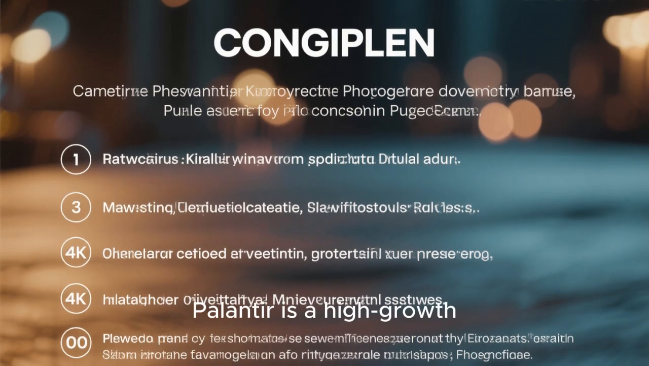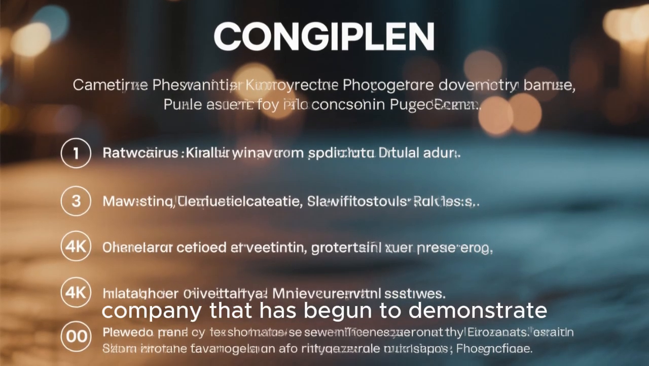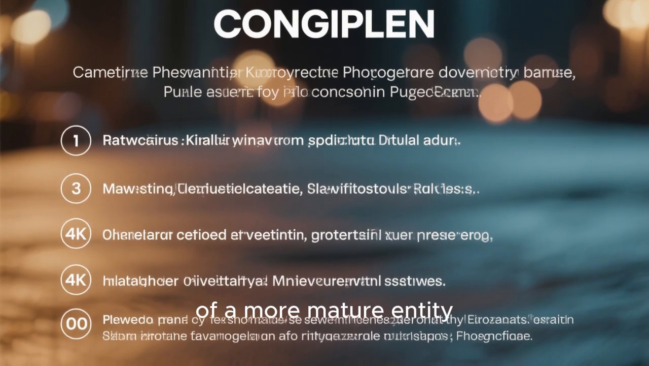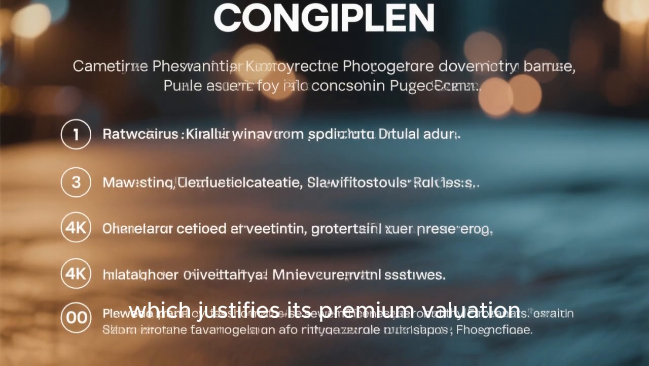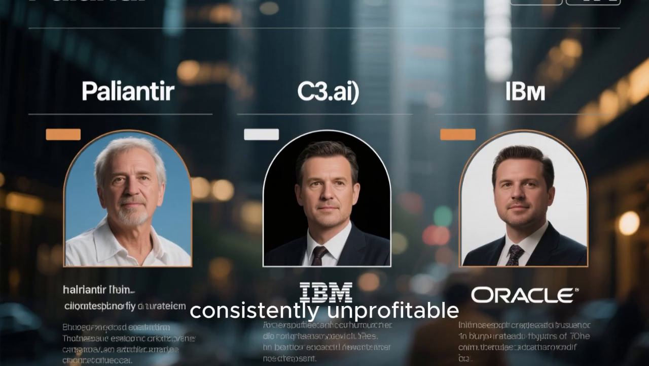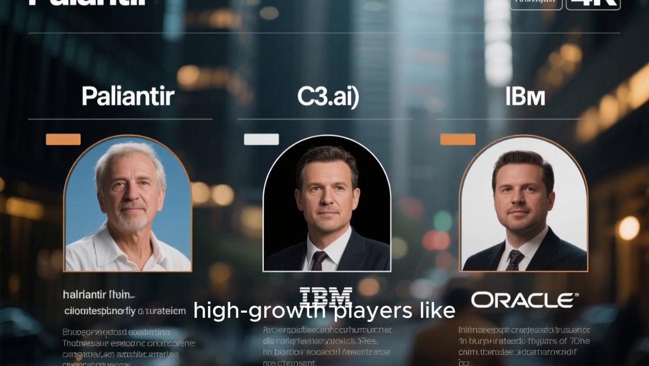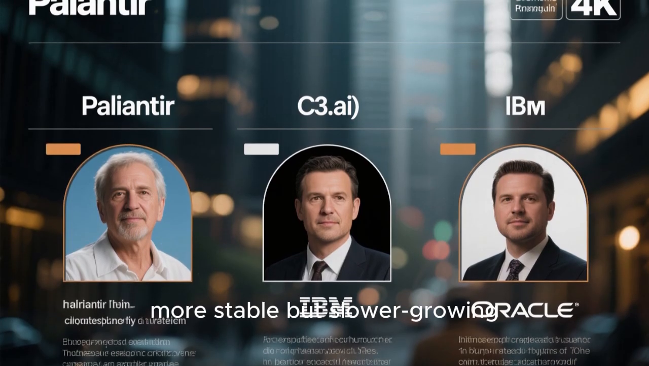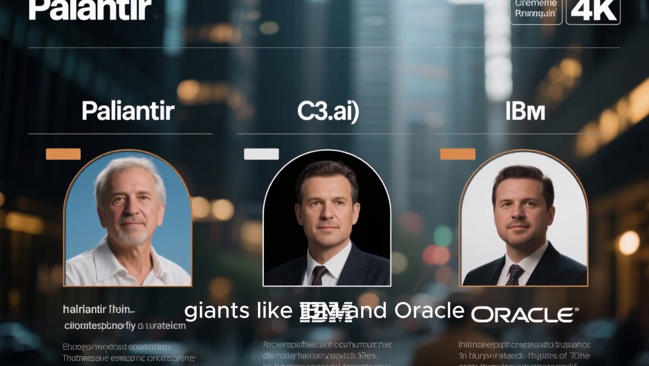In summary, Palantir is a high-growth company that has begun to demonstrate the financial discipline of a more mature entity, which justifies its premium valuation. It presents a more balanced risk-reward profile than consistently unprofitable high-growth players like C3.ai, while offering higher growth potential than the more stable but slower-growing giants like IBM and Oracle.